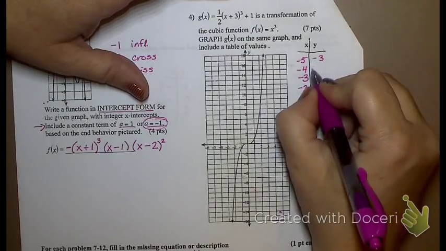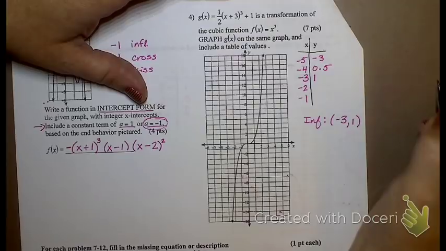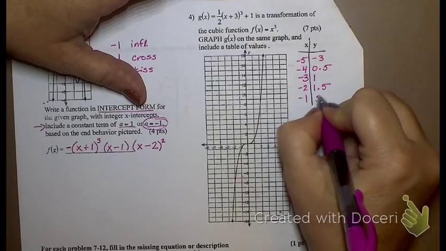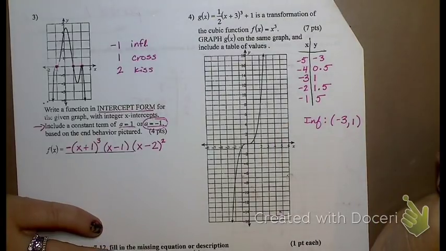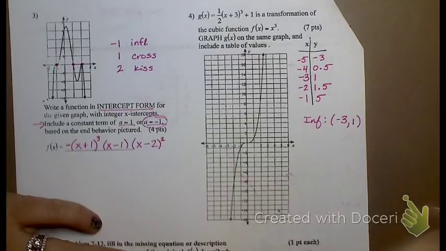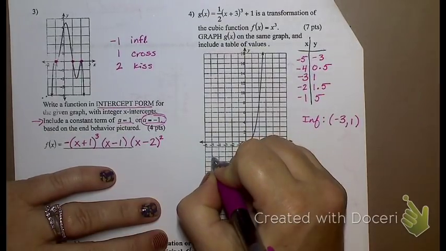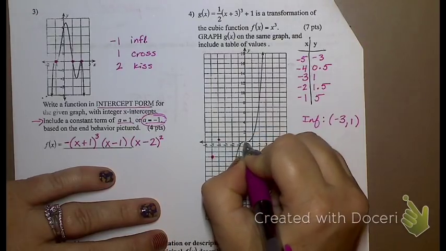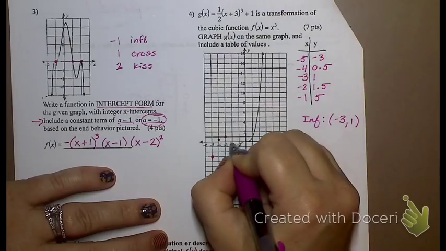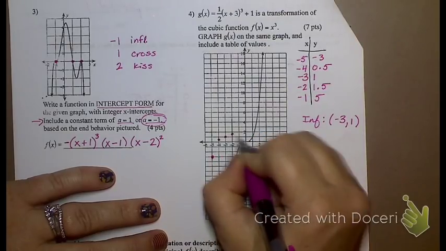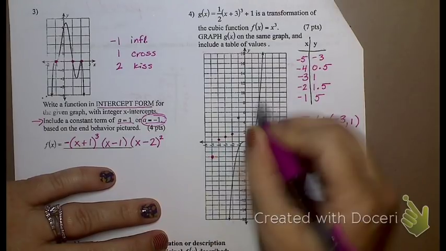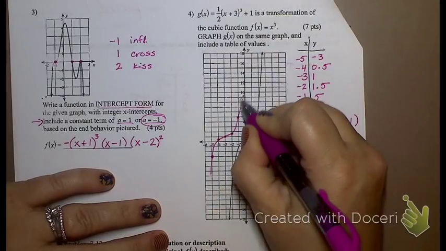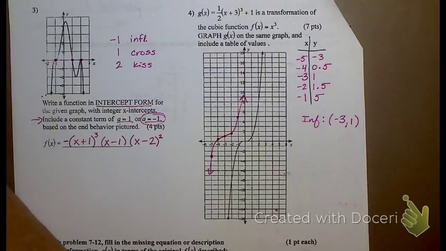I'm going to save some time. You can plug the rest of them into your calculator if you want to check me. But that one you get 0.5. Here you get 1.5. And here you get 5. If I've got all those right, all I have to do is plot points and connect the dots. -5, -3, -4, 0.5, -3, 1, -2, 1.5, and -1, 5. And that's what my graph should look like.